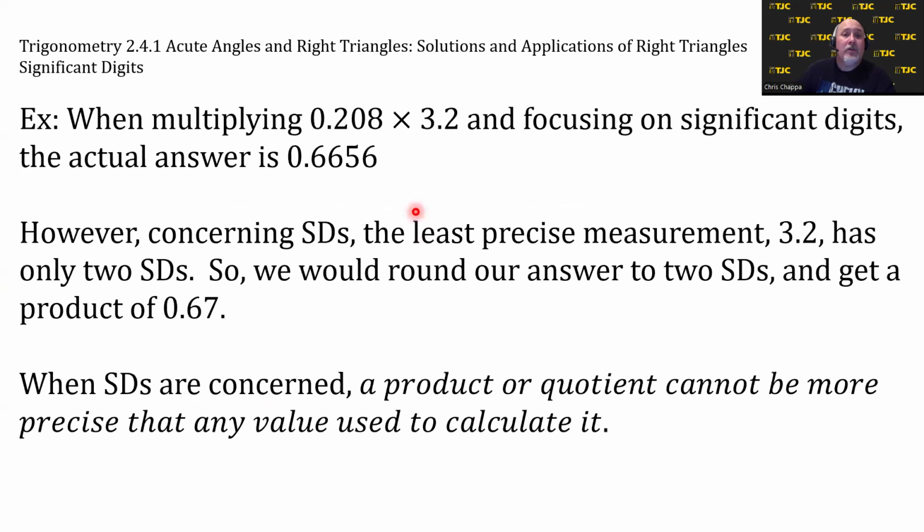I'll show an example. For example, when multiplying 0.002208 times 3.2 and focusing on significant digits, the actual answer is 0.6656. However, concerning significant digits, the least precise measurement, 3.2, has only two significant digits. So we would round our answer to two significant digits and get a product of 0.67. When significant digits are concerned, a product or quotient cannot be more precise than any value used to calculate it.